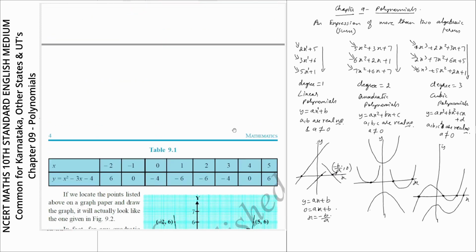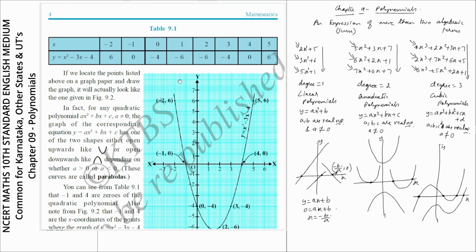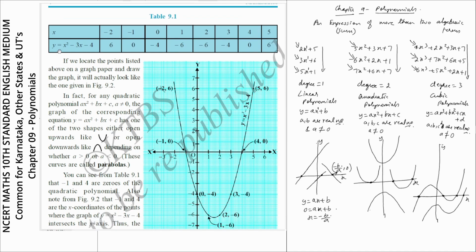And here you can see they have taken an example of a quadratic polynomial, y is equal to x square minus 3x minus 4. The highest power of x is 2, that's why this is a quadratic polynomial. So here a is 1, b is minus 3, and c is minus 4. Now to plot the quadratic values, we need many points. As I told you, when we plot quadratic polynomials, we get a parabola like this.